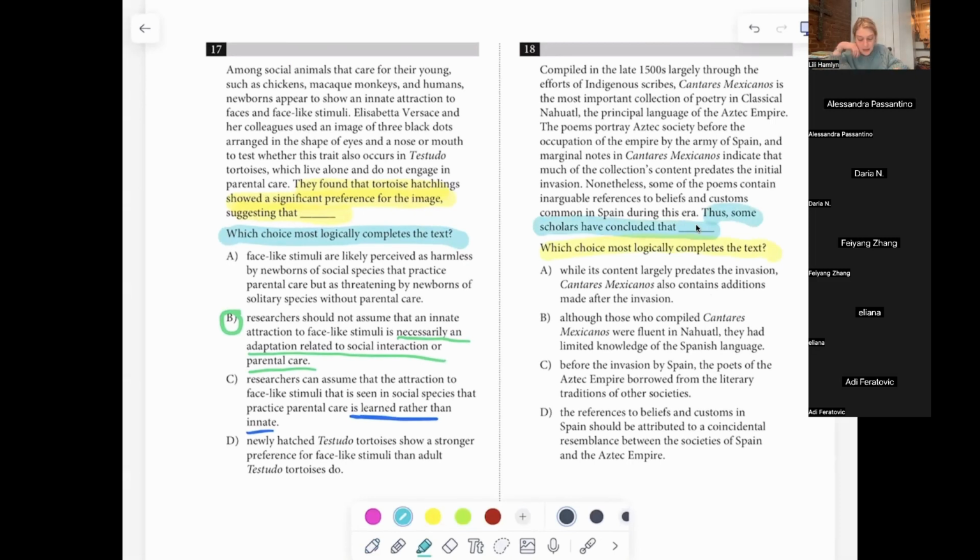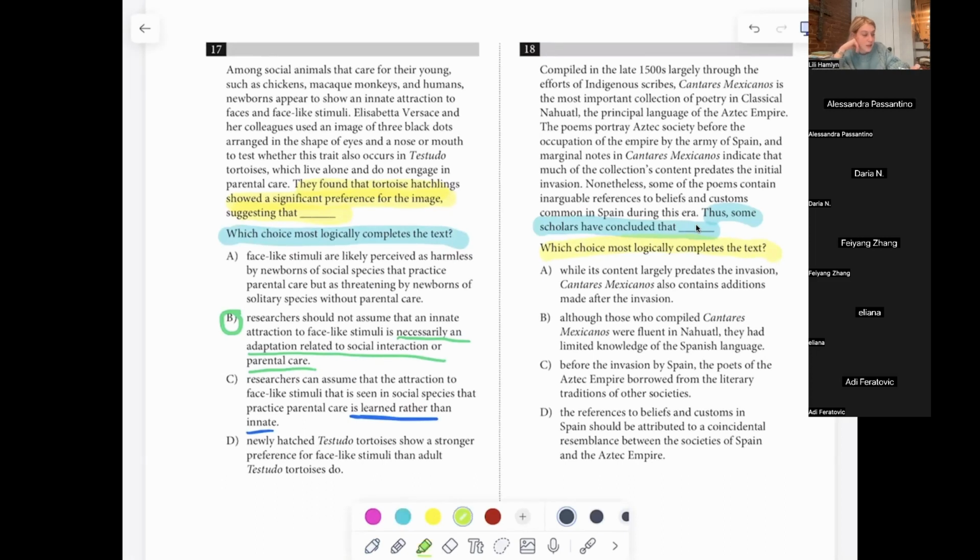So, compiled in the late 1500s, largely through the efforts of indigenous scrolls, Cantares Mexicanos is the most important collection of poetry in classical Nahuatl, the principal language of the Aztec Empire. The poems portray Aztec society before the occupation of the empire by the army of Spain, and marginal notes in Cantares Mexicanos indicate that much of the collection's content predates the initial invasion. Nonetheless, some of the poems contain inarguable references to beliefs and customs common in Spain during this era. Thus, some scholars have concluded that.